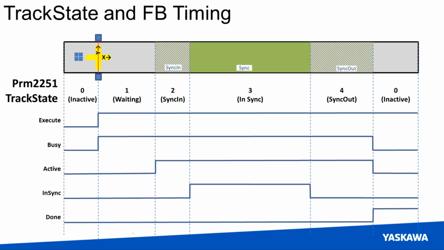The next thing that we can discuss are the outputs of the MC track conveyor belt function block. And the outputs are shown at the bottom here: execute, busy, active, in sync, and done. There's also a group parameter that we can read, parameter 2251, that we call TrackState, that will tell us what part of tracking we are doing.